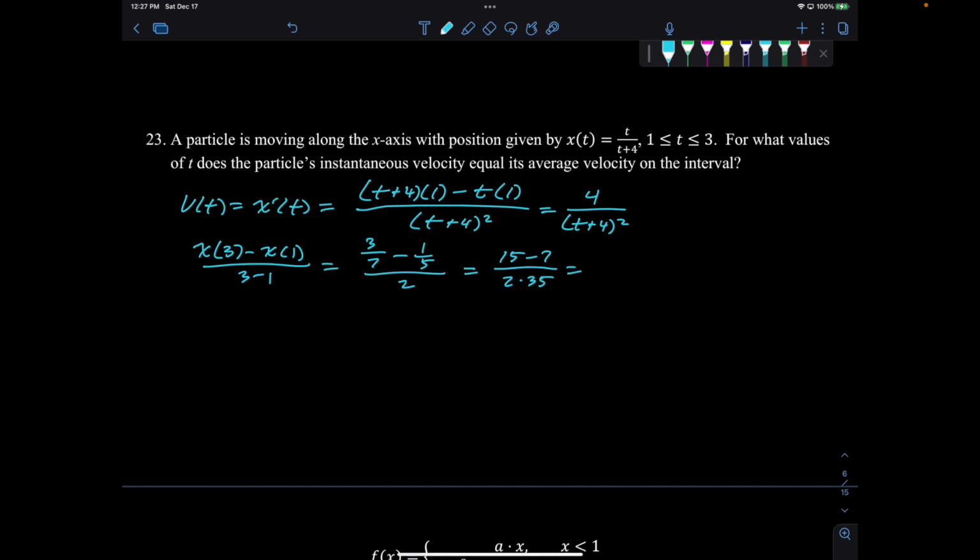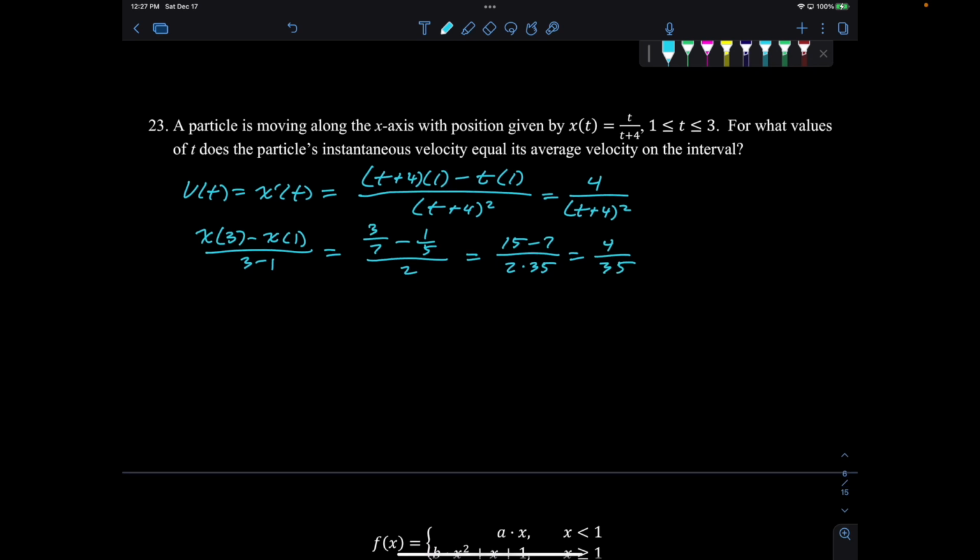So that gives me 8 over 35, or 8 over 35 times 2, so just 4 over 35. All right, we got to set these equal. So I have 4 over (t plus 4) squared equals 4 over 35. So definitely (t plus 4) squared is 35. So that means that t plus 4 is either plus or minus root 35.